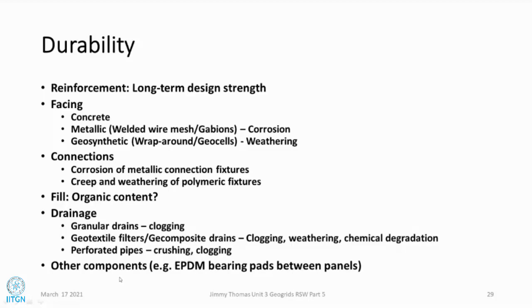And other components also. One example is the EPDM bearing pads, which we put between the panels. Sometimes what happens, there is no design for this, so some people may use a low quality material. So after some time, after 5 or 10 years, if it fails, again, it will create a problem. So all these components we have to select with care, ensuring that they will properly function for the full design life.